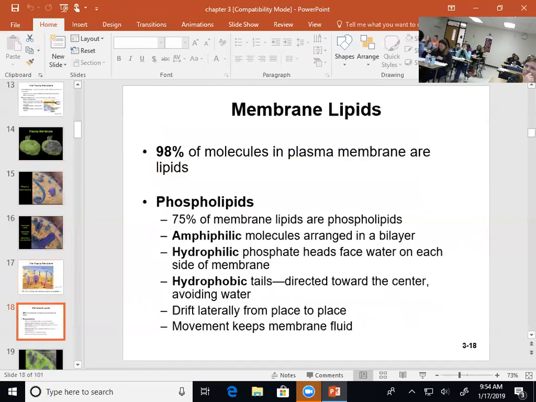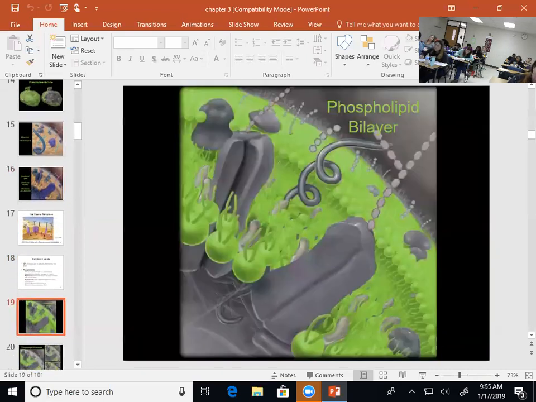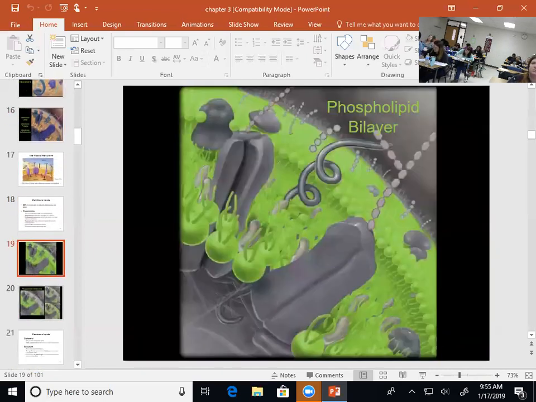Now, we said phospholipids 70+%, but when we think about the whole membrane, it's mostly lipids, isn't it? But do we have to have the proteins? Do we embed them? Yes, we do.